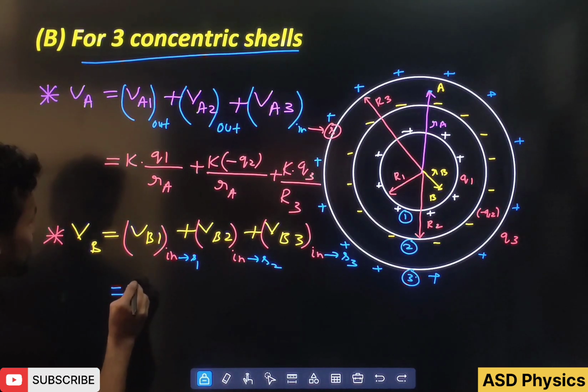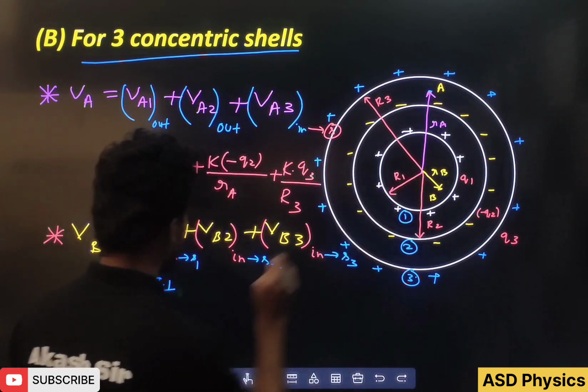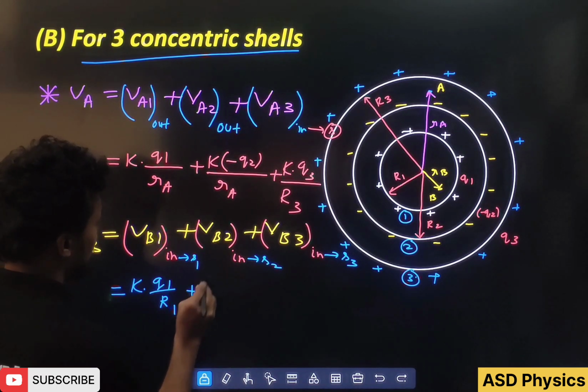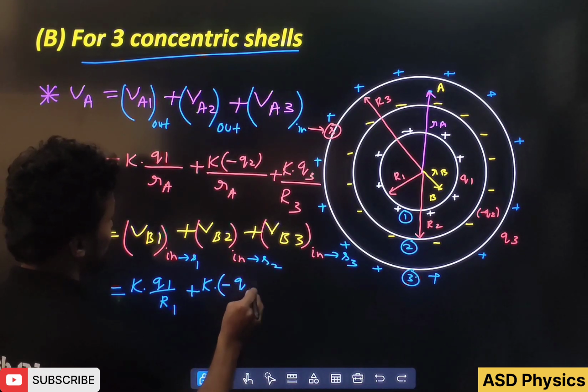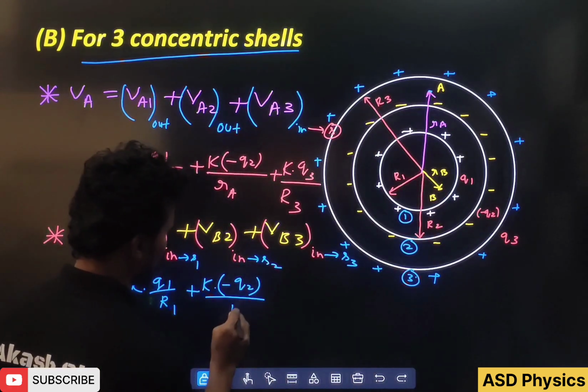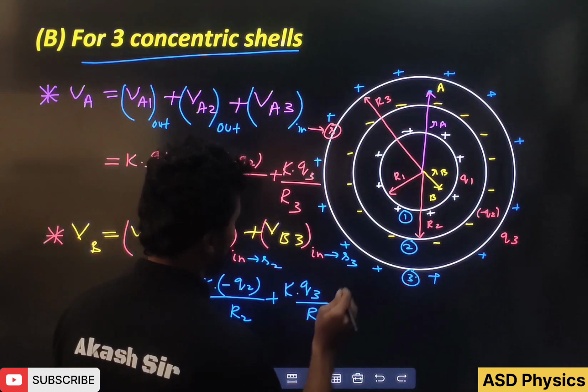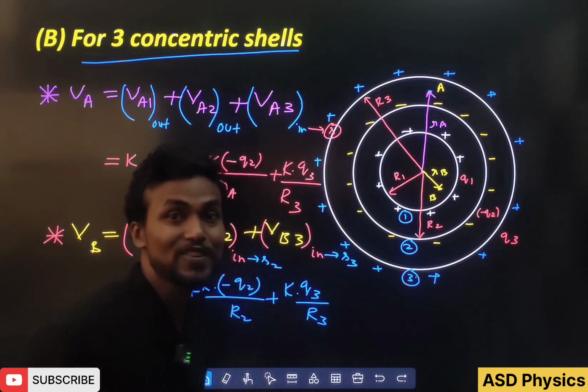Very easy. Now, so here please. K into Q1. Surface potential of first, how much here? We have to use the actual length, R1. Plus K, surface potential of 2, which length? This radius for 2, R2. Plus for third one, K into Q3 by R3. Okay? Very well. Understood, I think so? Very well.